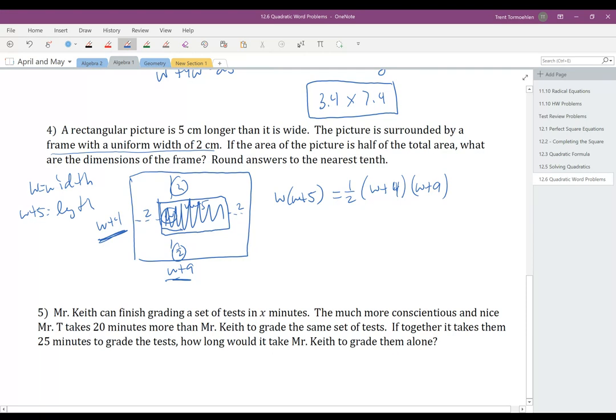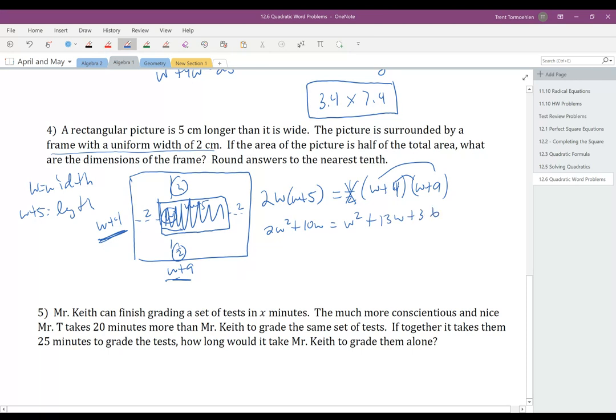It says, what are the dimensions of the frame? So we need to solve this. To solve this, it's going to be way easier to get rid of that 1/2 and bring the 2 over here. I'm just multiplying both sides by 2. So that's going to give me 2W squared plus 10W equals, this one's going to be what? W squared, 4W plus 9W is 13W plus 36.